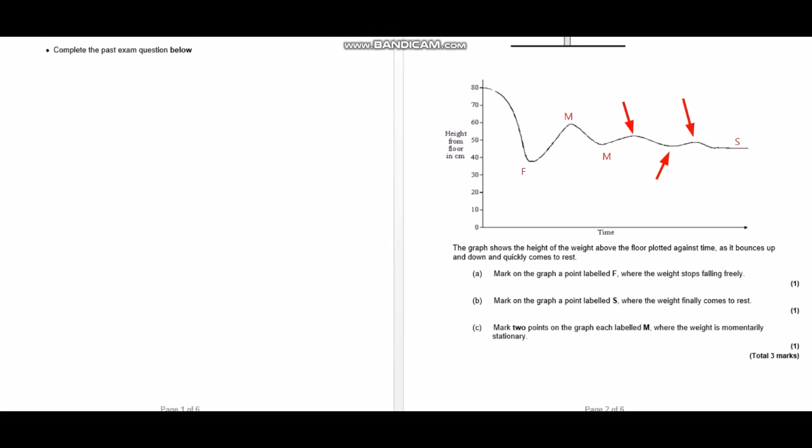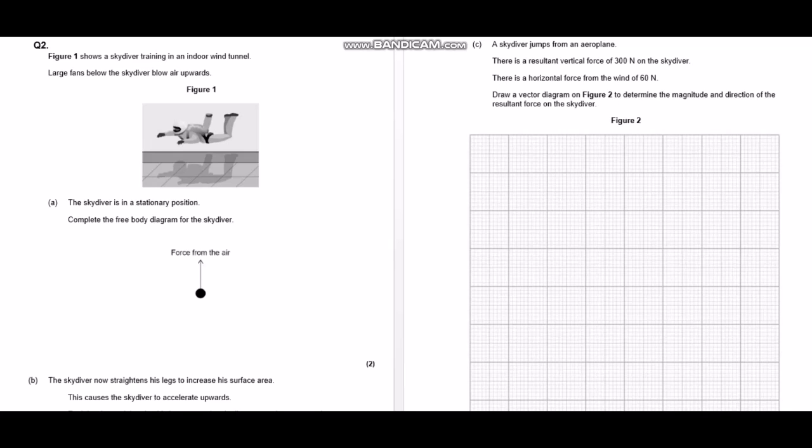On to the next question. For question 2, figure 1 shows a skydiver training in an indoor wind tunnel. Large fans below the skydiver blow air upwards. The skydiver is in a stationary position. Complete the free body diagram for the skydiver.